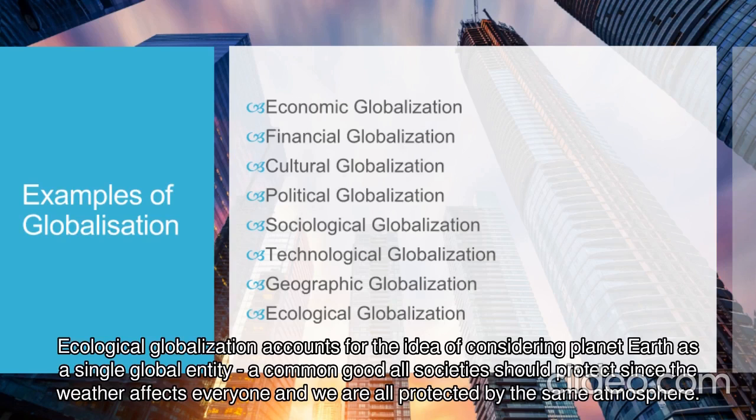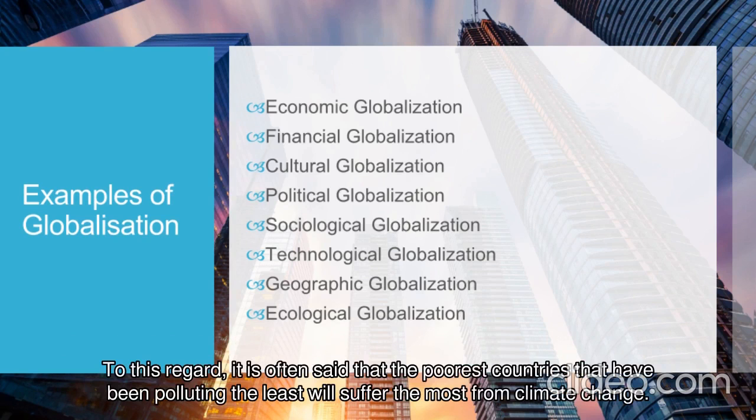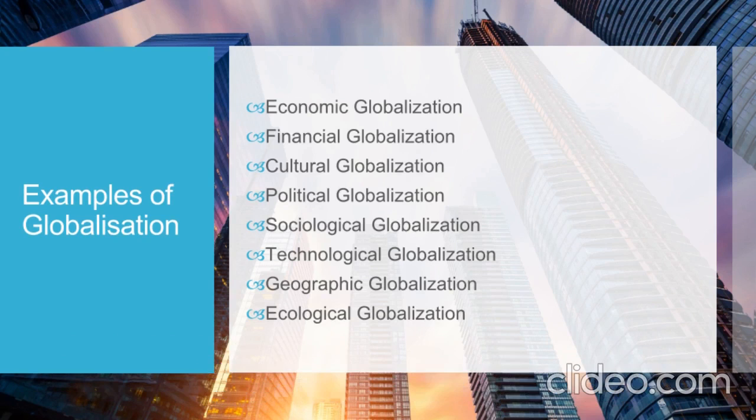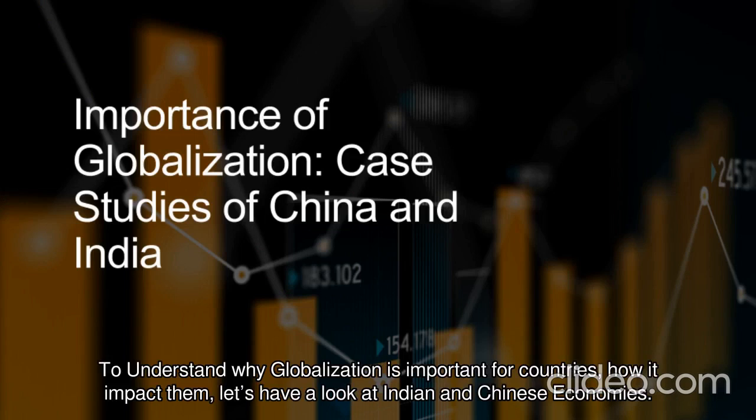Ecological globalization accounts for the idea of considering planet Earth as a single global entity, a common good all societies should protect since the weather affects everyone and we are all protected by the same atmosphere. In this regard, it is often said that the poorest countries that have been polluting the least will suffer the most from climate change.